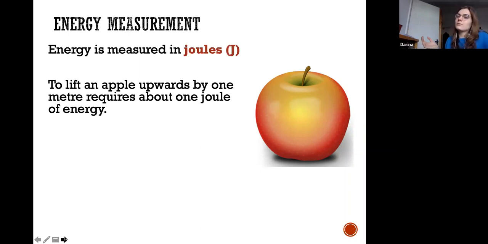What kind of energy would my apple gain if I lifted it up like that? Does anyone have any ideas? What kind of energy would my apple gain if I'm lifting it up? Anyone got any ideas?